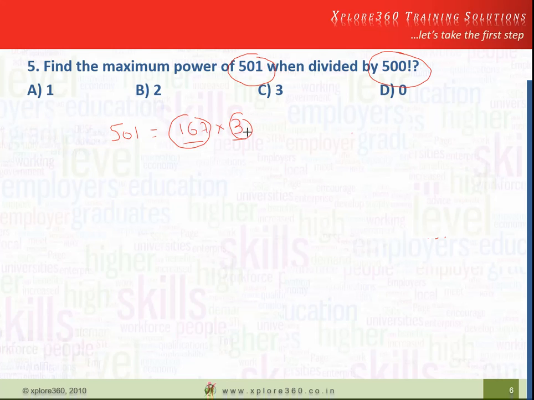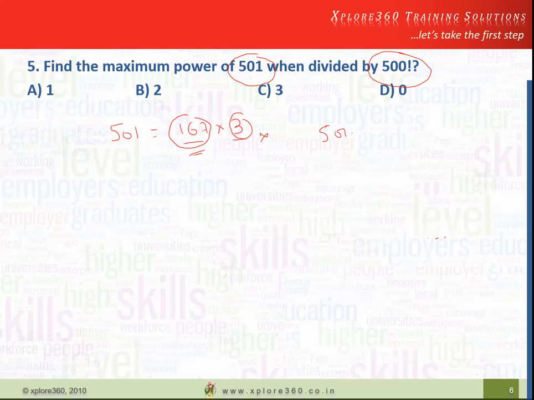But my dear friend, 3's maximum power in 500 factorial is always going to be high in comparison with 167, and the common factor of these two is always going to be the answer. So we are not needed to find the maximum power of 3. We'll straight away find 167, and then you will get the answer for 501 straight away.